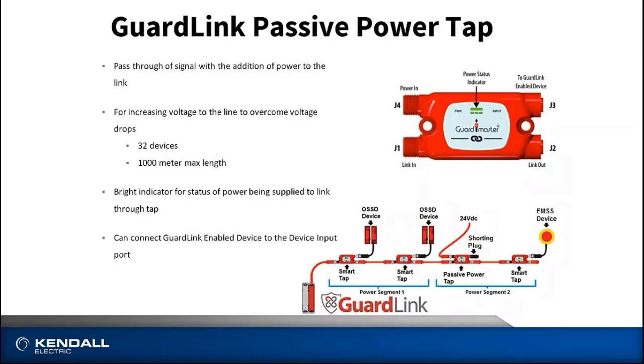The GuardLink power tab is a great addition to the family of the GuardLink technology. It allows us to increase the voltage to the line to overcome potential voltage drops when maxing out the 32 device limit and/or the 1,000-meter install length max.